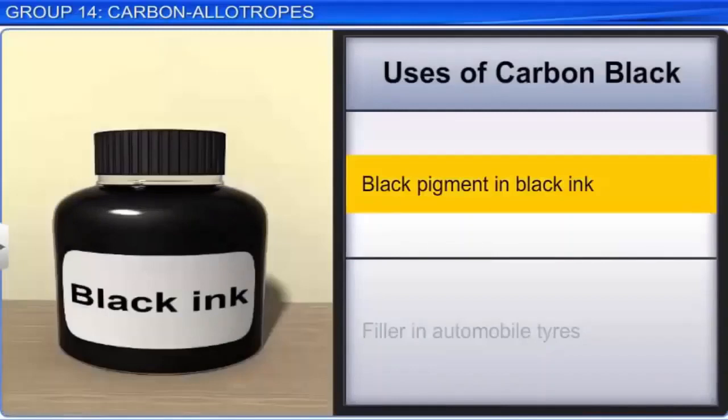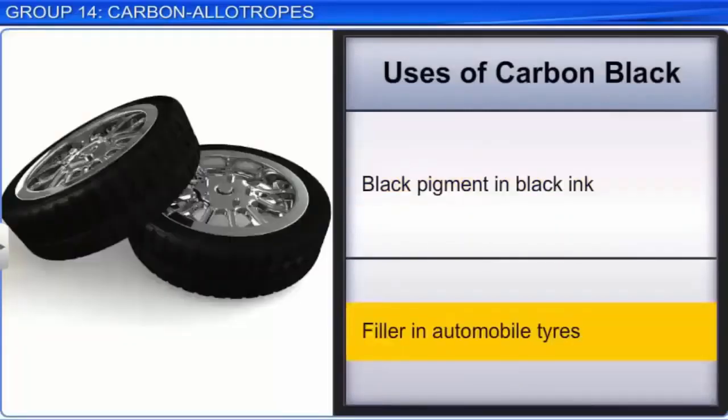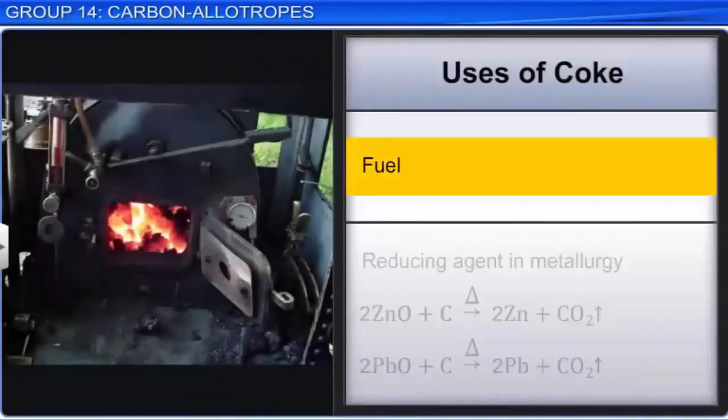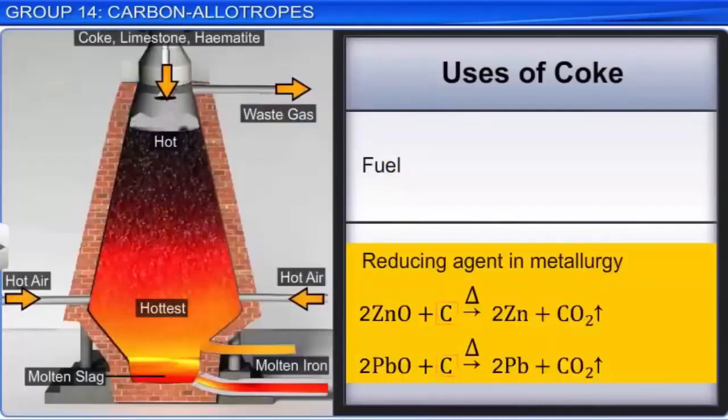Carbon black is used as a black pigment in black ink and as a filler in automobile tires. Coke is used as a fuel and as a reducing agent in metallurgy.